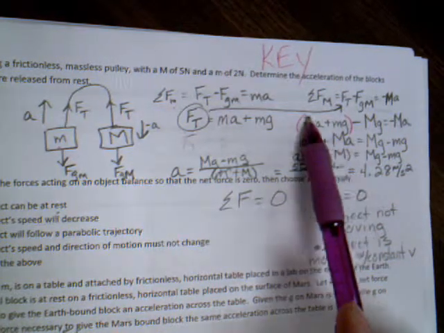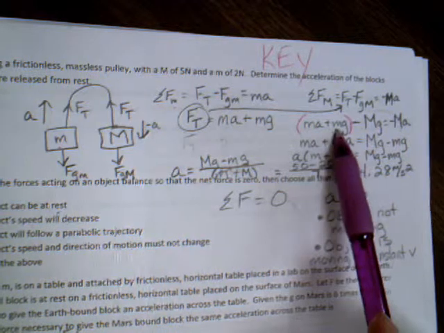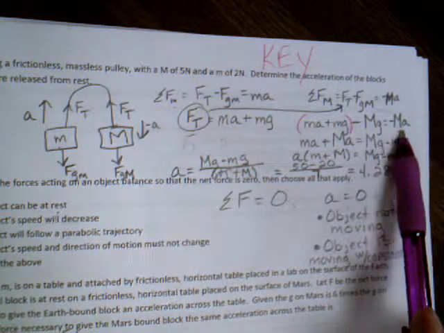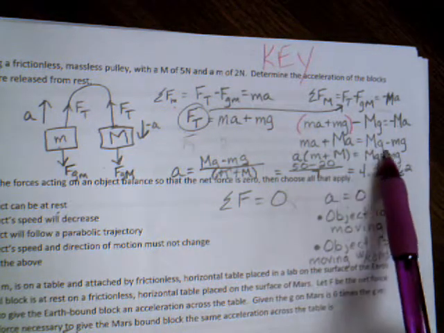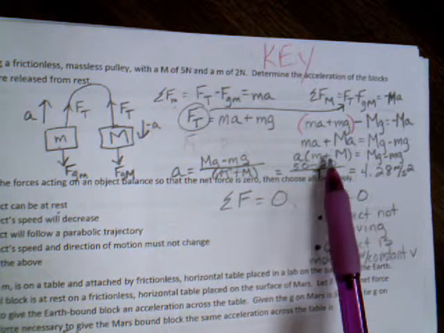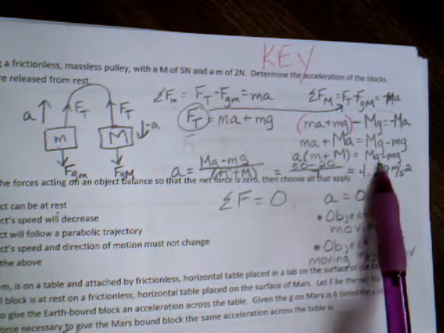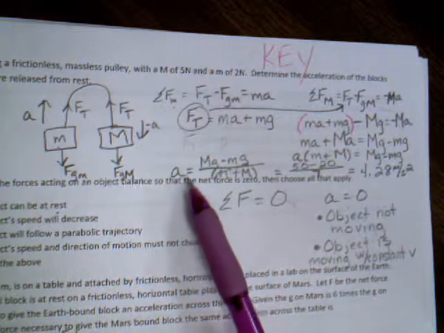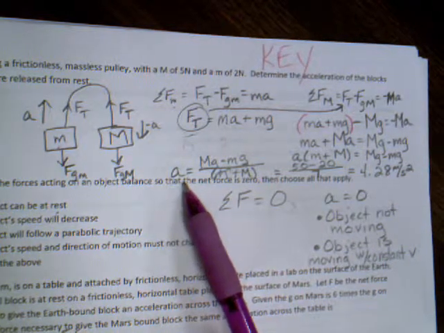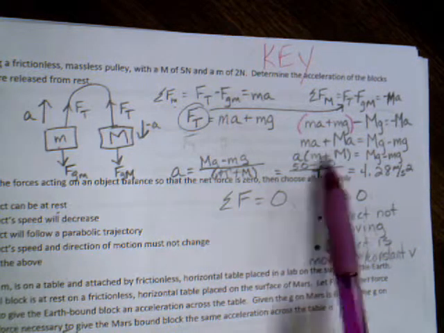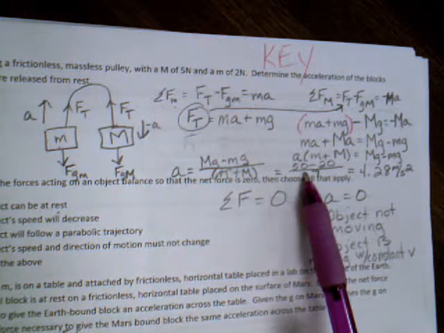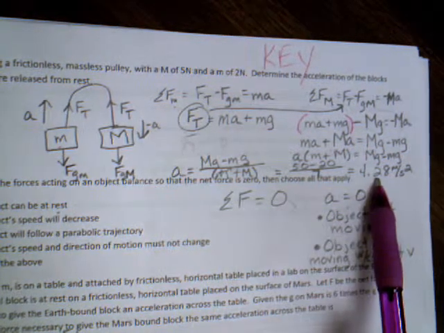So this right here that has parentheses around it, that's my F of T. And then I need to get my A's all on one side and my MG's on the other side. Then I factor my A out here, and then I actually start over here, and I divide by this M plus M right down here, and then I put in my numbers, and then I get my answer.